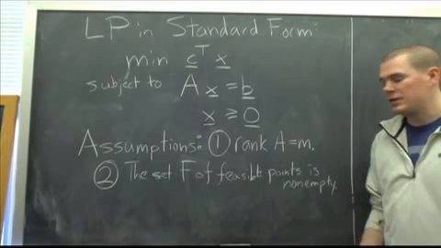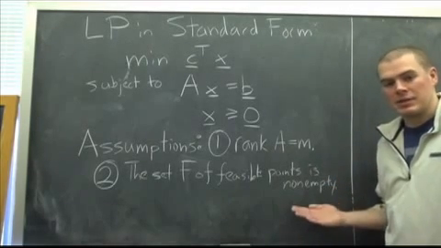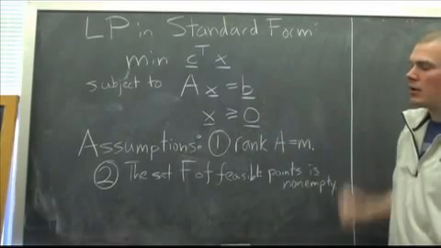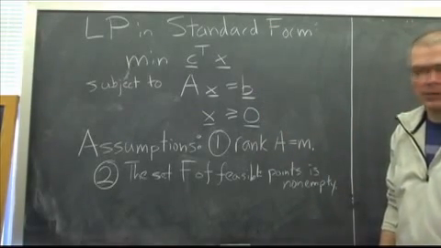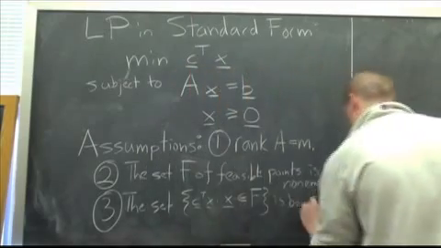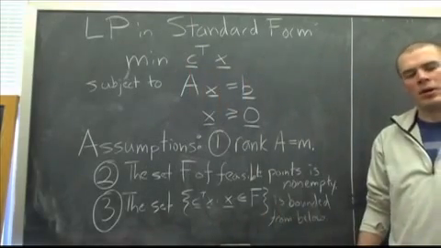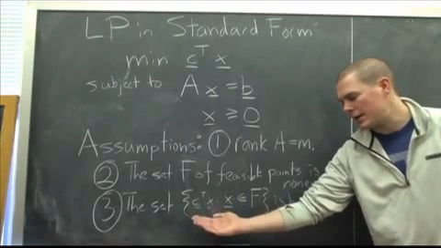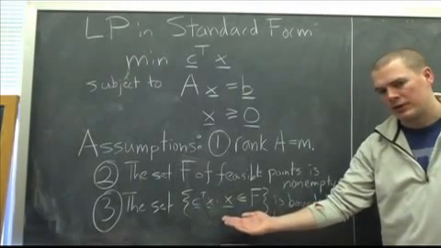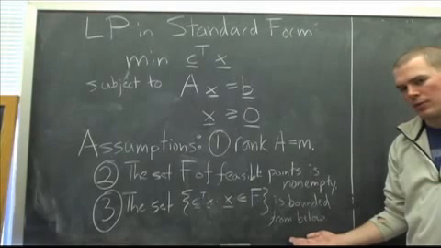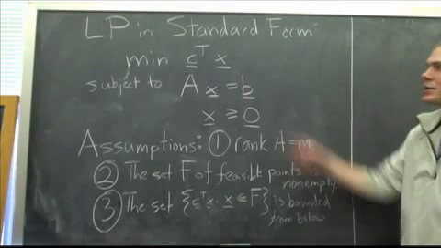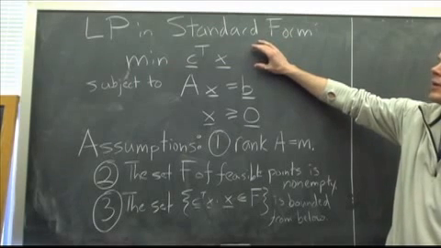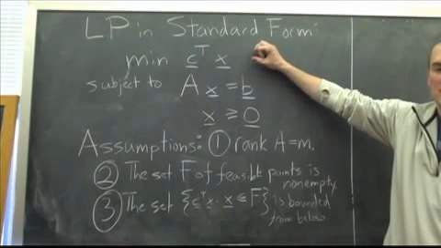Our second assumption is that the set of feasible points is non-empty. There's at least one point which satisfies this equation and all the variables are non-negative. We will also assume that if I consider my cost function, c dot x, for all feasible points, that set is bounded from below. This allows us to actually say that a minimum does exist, because we don't have an infinite sequence going off towards negative infinity.